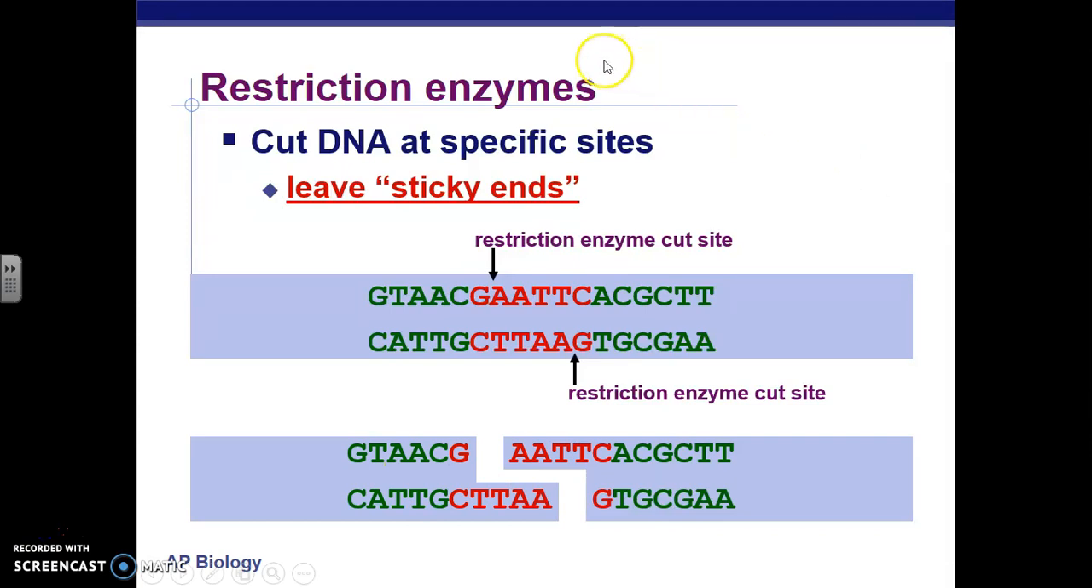So once again, restriction enzymes are enzymes that recognize specific DNA sites or specific DNA sequences and cut the DNA. And when they cut the DNA, they cut in sort of a zigzag pattern, and leave these ends called sticky ends. When we get back from break, we're going to do an activity that helps you realize what these sticky ends actually are.